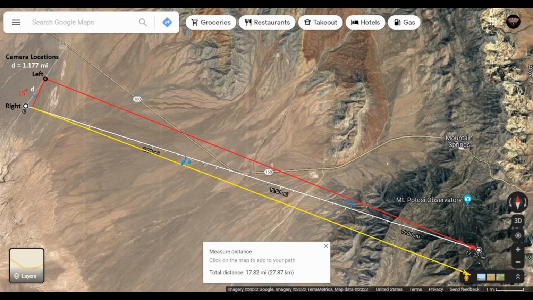So here's the diagram of my experiment. I used two cameras separated by 1.177 miles. I had to actually go back and drive and get the distance more accurate. And I used my laser rangefinder as well. But this is to scale on the map, exact distances.